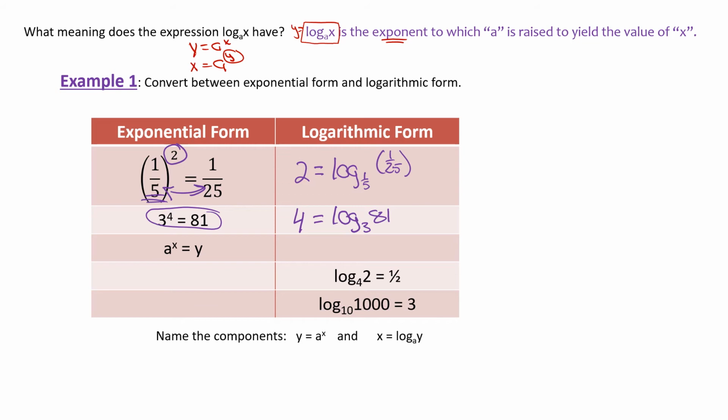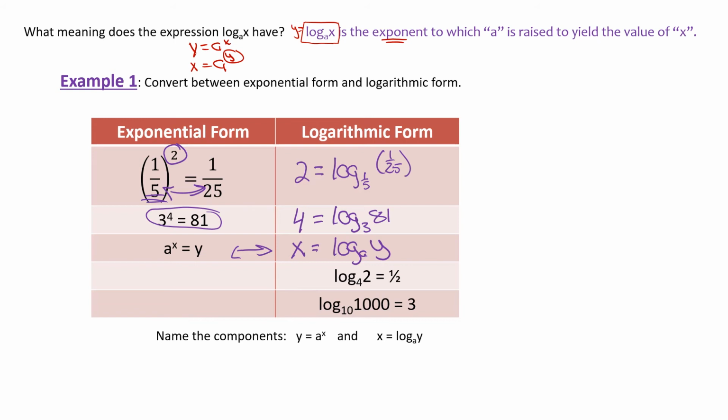Now let's try it with some variables. If a to the power of x is y, then that means the x, the exponent, is equal to log, in this case the base is an a, and then our y is the input that goes there. For some people it's really helpful to memorize these 2 lines because it always helps you switch easily from one to the other. You just match it up.